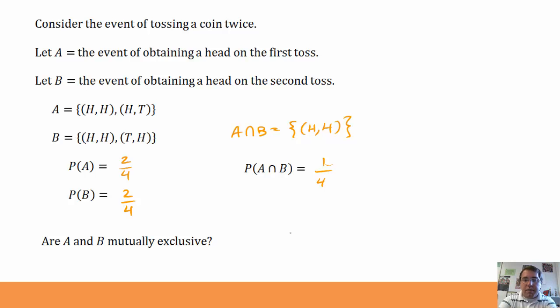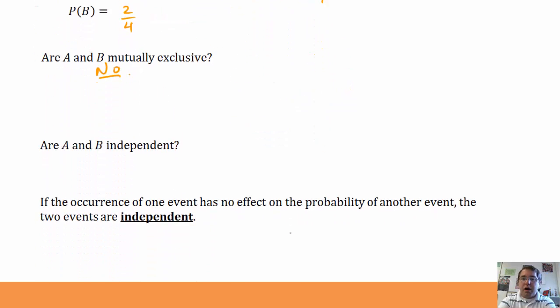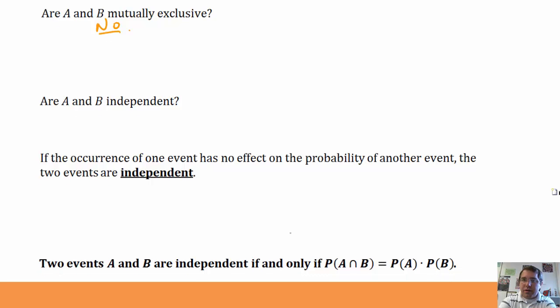Are A and B mutually exclusive? Can they both occur at the same time? Well, yes, they do if I get a head on the first toss and a head on the second toss. So no, they are definitely not mutually exclusive. Are A and B independent? Well, we need to know what it means to be independent, and here's why they are.